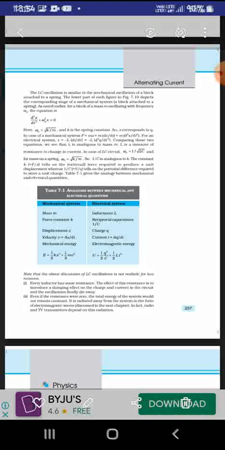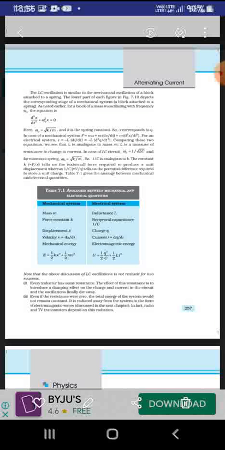LC oscillation is not realistic for two reasons. The first reason is that every inductor has some resistance. The effect of this resistance is to introduce a damping effect on the charge and current in the circuit, and the oscillation finally dies away.